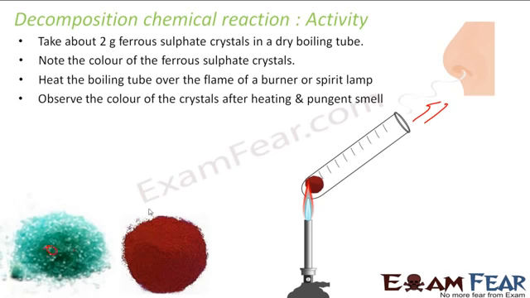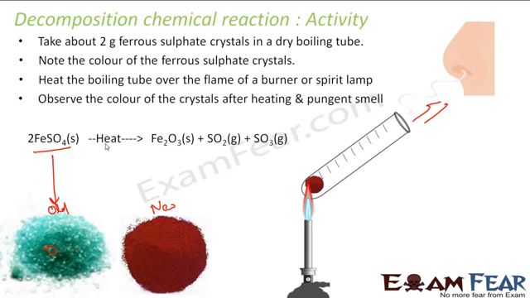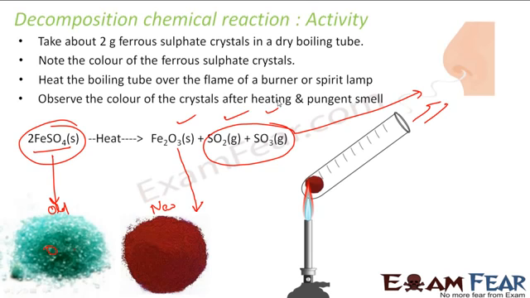If you see, this was my original compound and this is my new compound. This is my old compound. What happened here? This was my ferrous sulfate, the blue one. When we heated it, it converted to Fe2O3. You got this gas also, a pungent gas. So in this, one compound is converted to multiple smaller compounds. This is a typical example of a decomposition chemical reaction where a bigger compound is decomposed into smaller compounds.